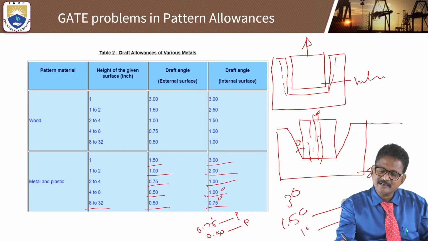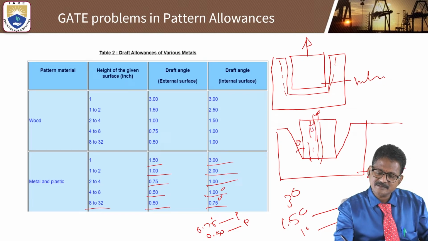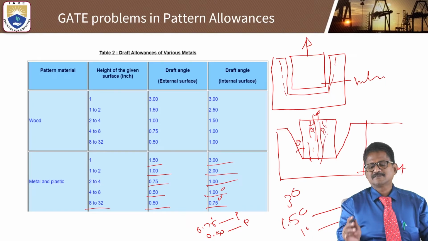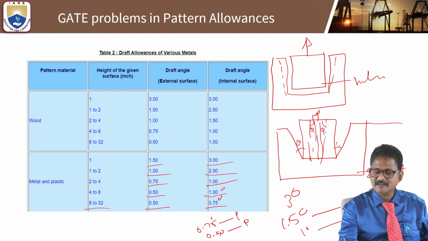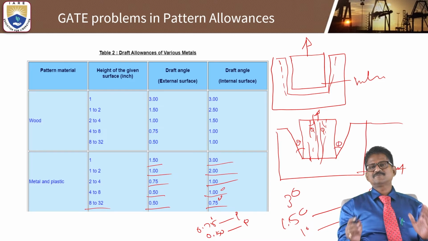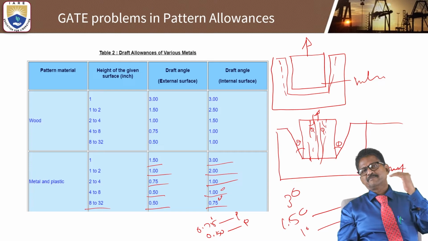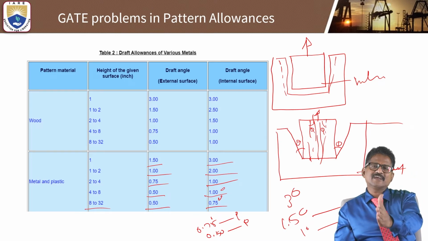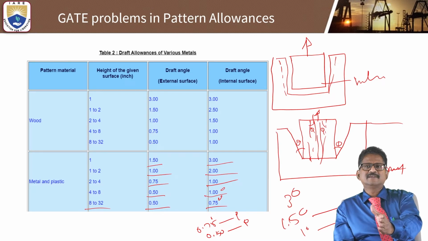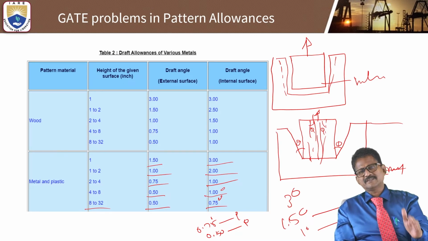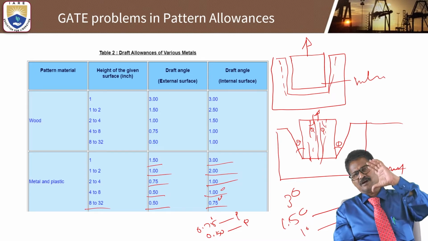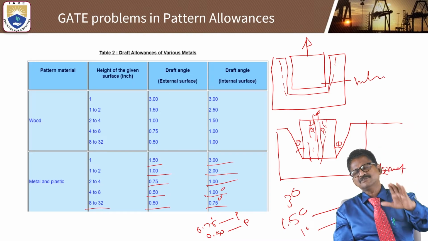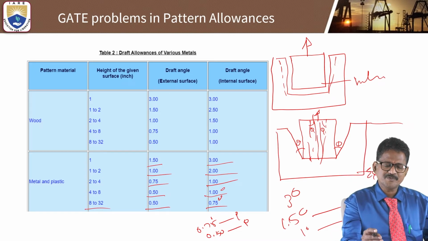This is called internal draft. Internal draft means inside it may get some internal draft. Okay, so this is called external draft. This is called internal draft to be provided depending upon the material. If you are using the wooden piece material, how much draft angle can be calculated. Okay, and if it is a metal or plastic, in how much type of height is used.